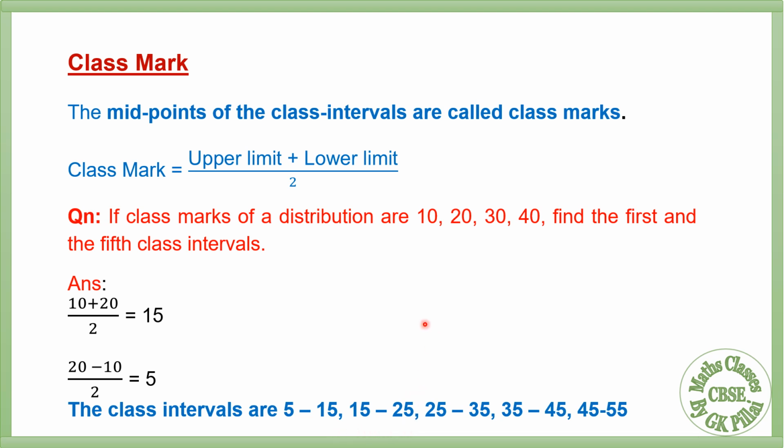Once again I am discussing, if these are the class marks, the difference between 10 and 20 will be 10. 10 divided by 2 will be 5. Subtract 5 from this and add 5 to this. So it will be 5 to 15. Then you can continue like this.